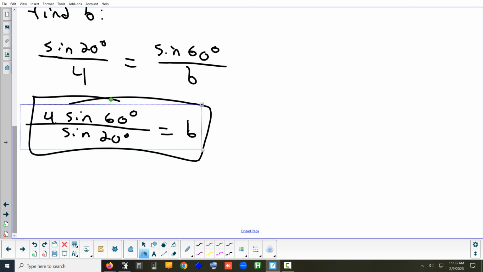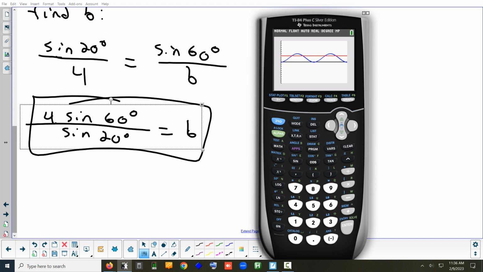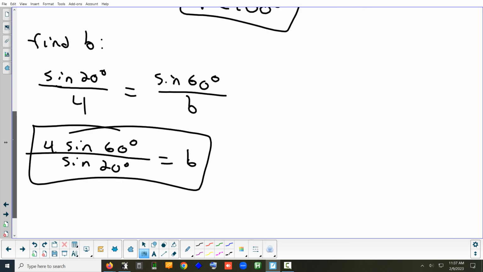And we need to type that in. I think all the problems where you're solving triangles are going to be in degrees, so make sure you're in degrees. 4 sine 60. Also be careful with your parentheses. The way I typed it in is correct. Okay, 10.128.